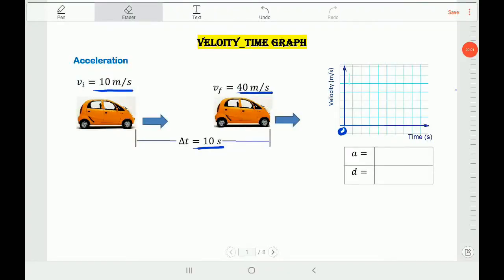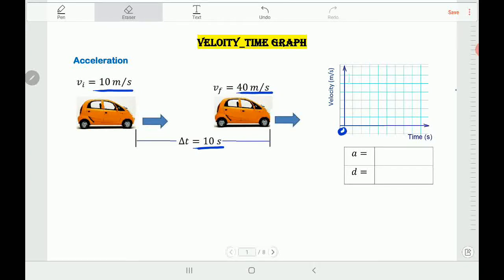This topic is called velocity time. Okay, let's start demonstrating the velocity time graph and how we can solve the problem. The aim of this demonstration is to calculate the acceleration and the distance traveled by the car. Let's assume now that the car started with a speed equal to 10 meters per second. And the driver started to push the gas, so he's speeding up. So after 10 seconds, the speed of the car reached 40 meters per second.